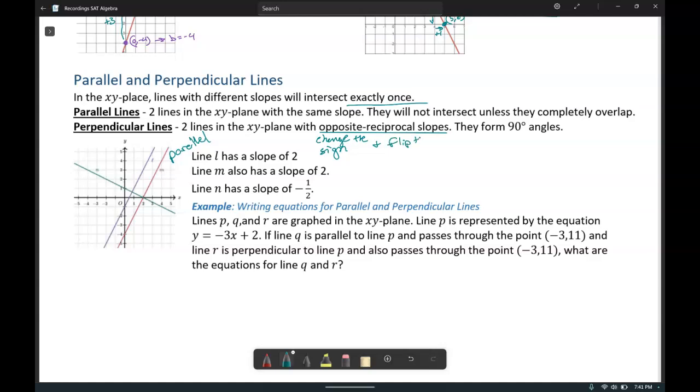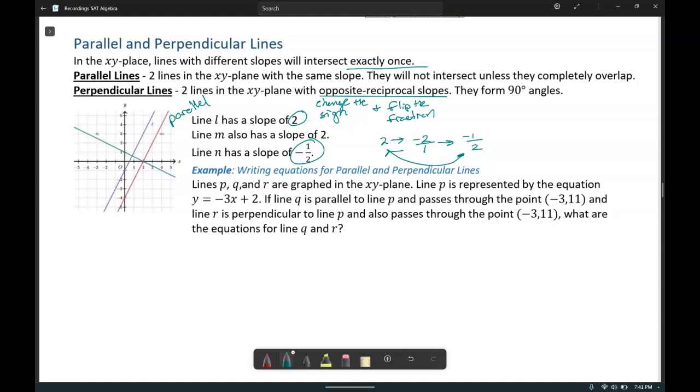and flip the fraction. So if we have a slope of 2, we change the sign and make it -2 over 1, and then flip the fraction, we get -1/2. Therefore, 2 and -1/2 are opposite reciprocals. Because line N has the slope of -1/2, it is perpendicular to both of the two lines shown here. And so whether we're trying to identify parallel or perpendicular lines or we're trying to find equations that have parallel and perpendicular lines, the first thing we need to do is identify what is the parallel or perpendicular slope.